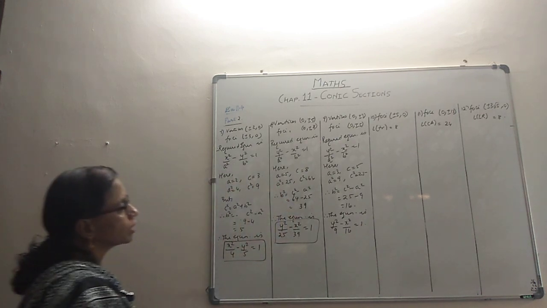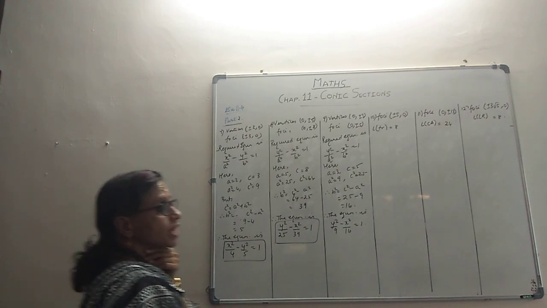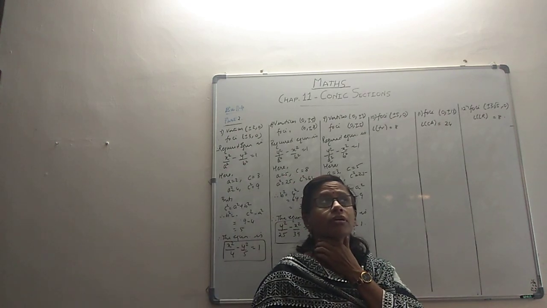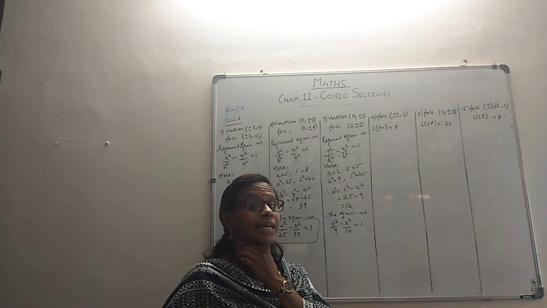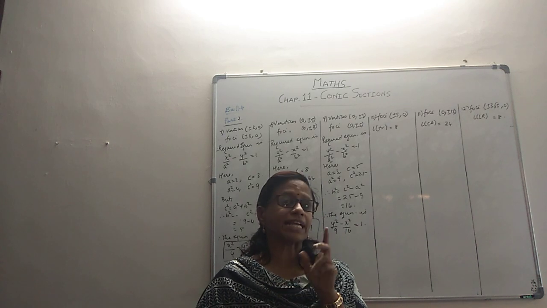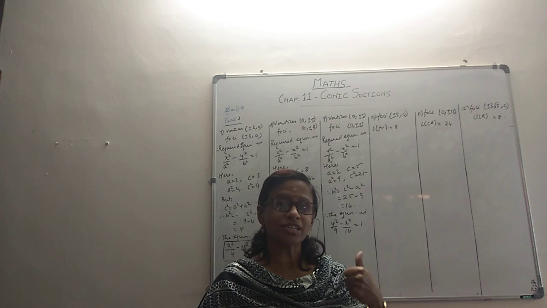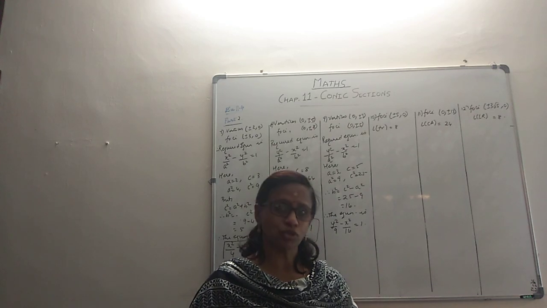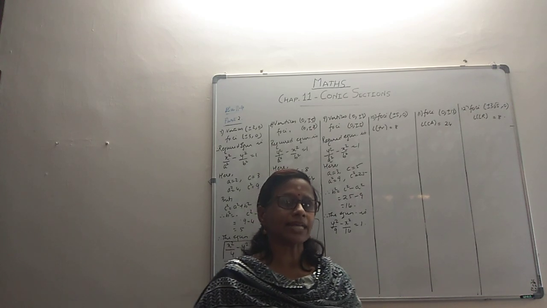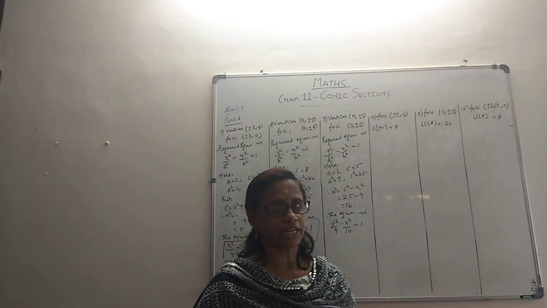Then we quickly move to the 10th question. Now in the 10th question you have the foci and the length of the transverse axis. As we had done in the ellipse, the length of the major axis is 2a and the length of the minor axis is 2b. So also here, the length of the transverse axis is 2a, and the length of the conjugate axis is 2b. That's how they are defined.